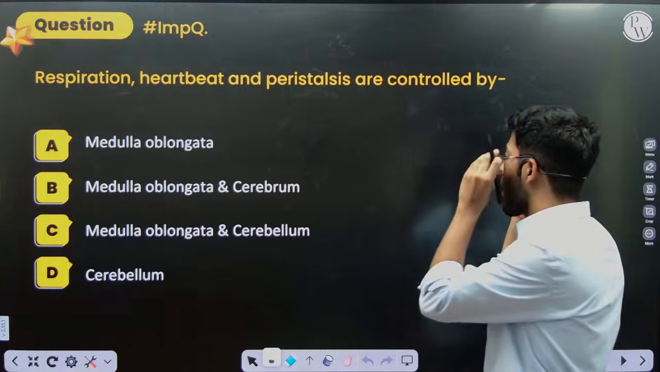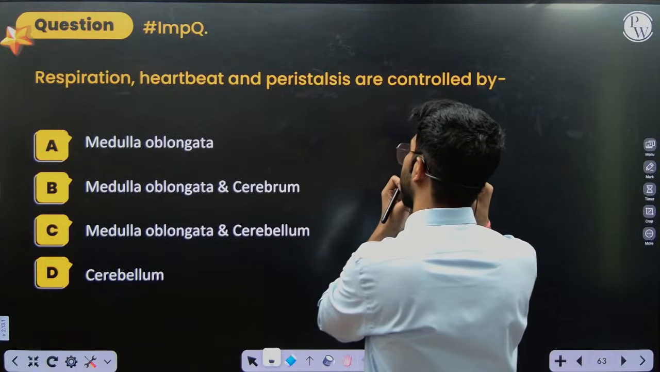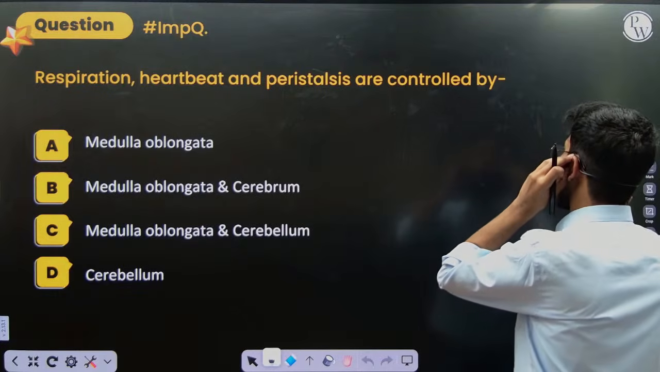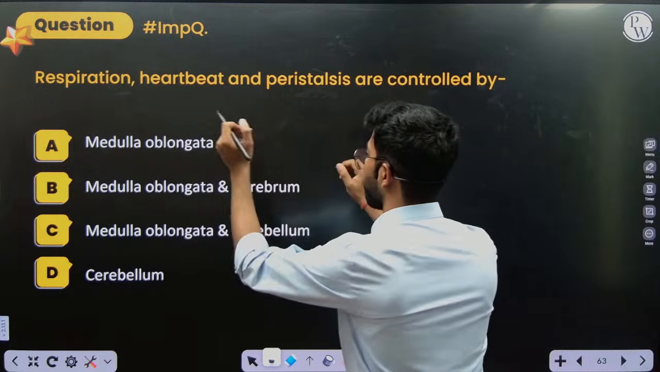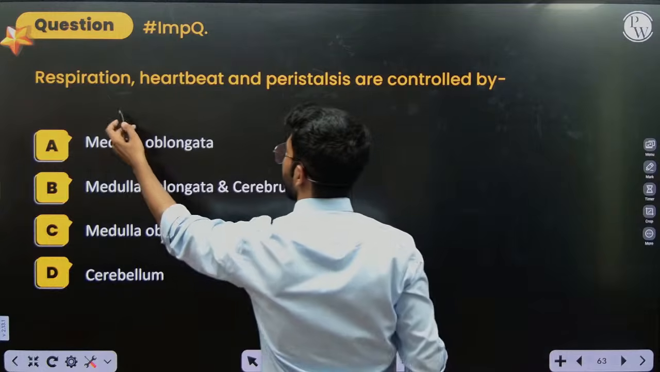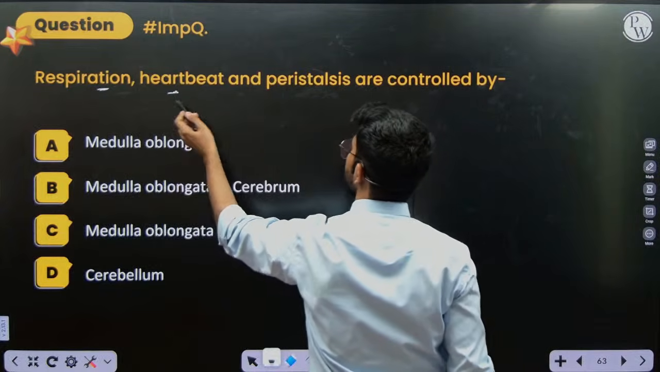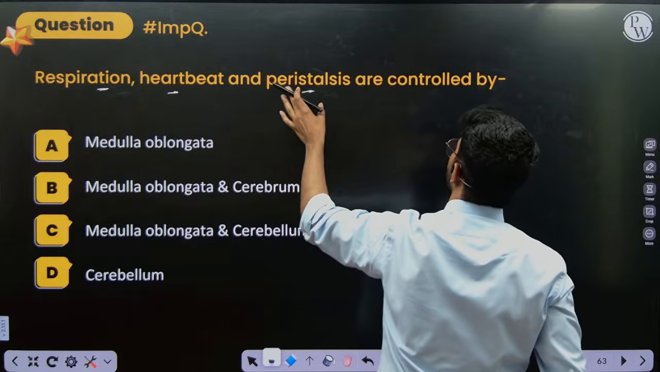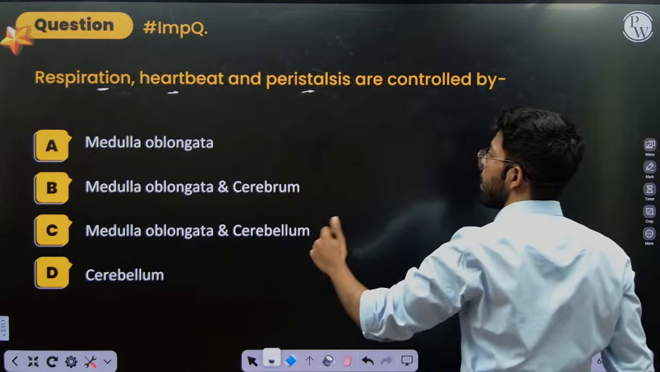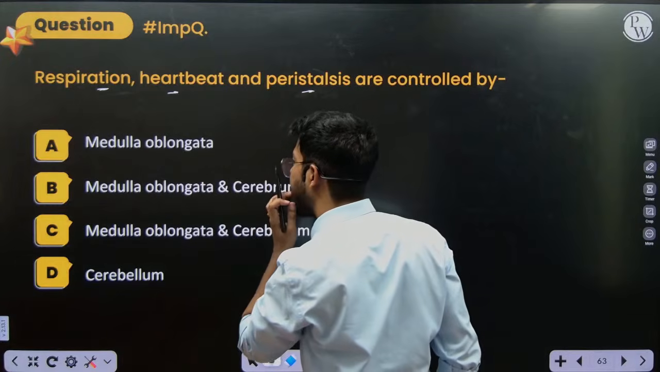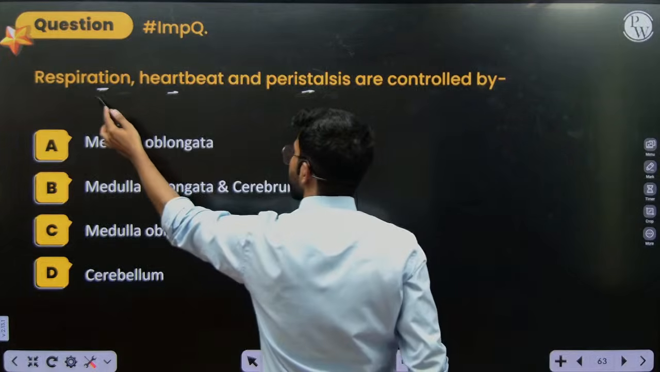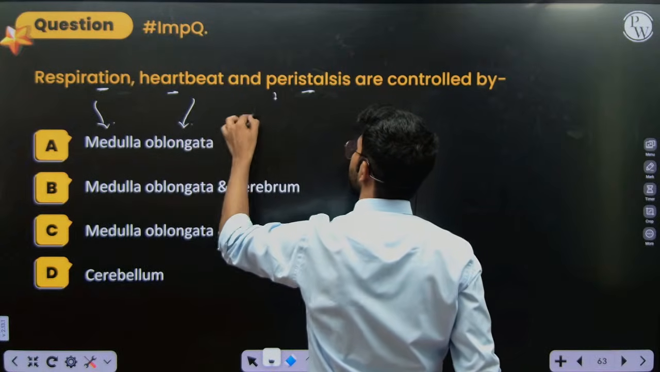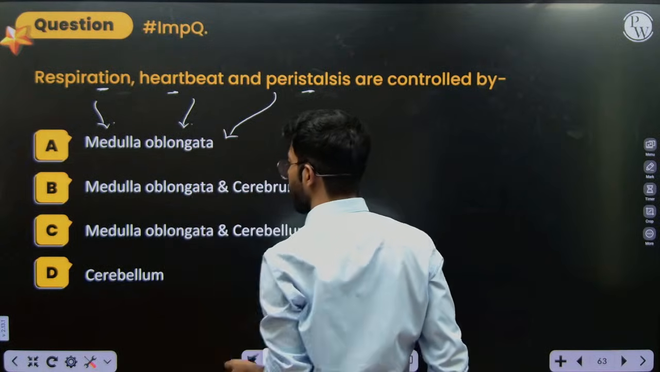Respiration, heartbeat, and peristalsis are controlled by what? Respiration, heartbeat, and peristalsis, that means the gastric movement, are controlled by the medulla oblongata, because the medulla oblongata has respiratory centers, cardiovascular centers, and gastric control.